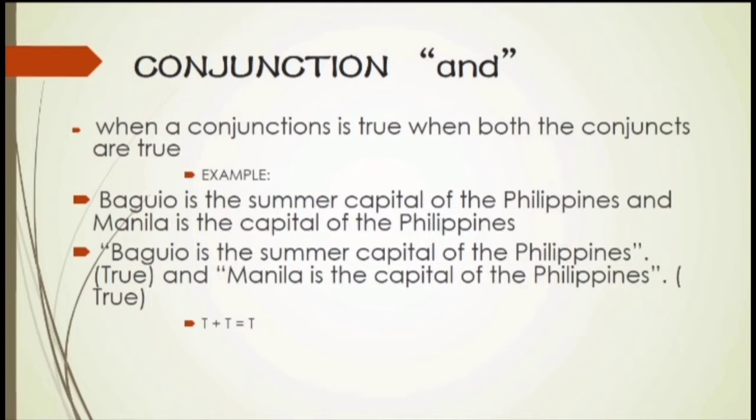A conjunction or an and statement. A conjunction is true when both the conjuncts are true. Example, Baguio is the summer capital of the Philippines and Manila is the capital of the Philippines. So we add the word and in the statement. Baguio is the summer capital of the Philippines, true. And Manila is the capital of the Philippines, also true. T plus T is equal to T.